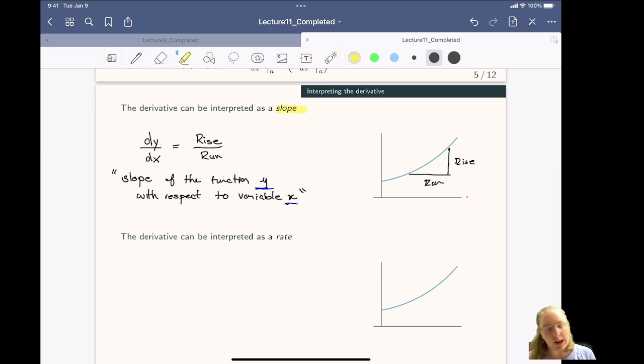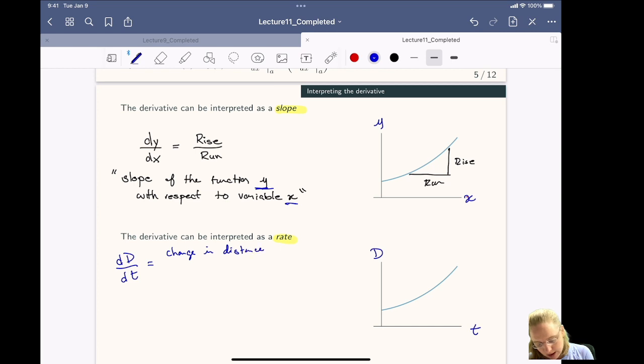Another way of interpreting the derivative is as a rate. So what if instead of x and y here, we have time and distance? I'll use a capital D. Time and distance. Well, then our derivative, which is dD dt, is like the change in distance divided by the change in time, which is a distance per unit time, which is equal to a rate.